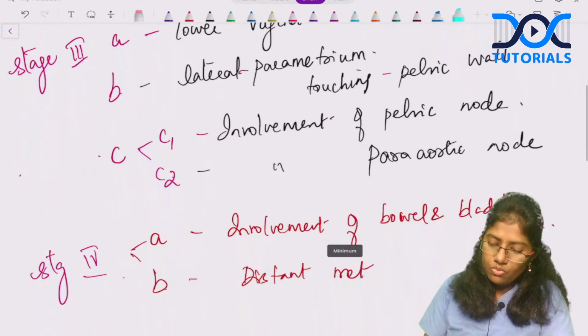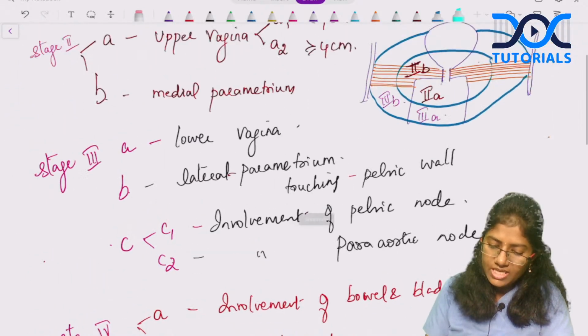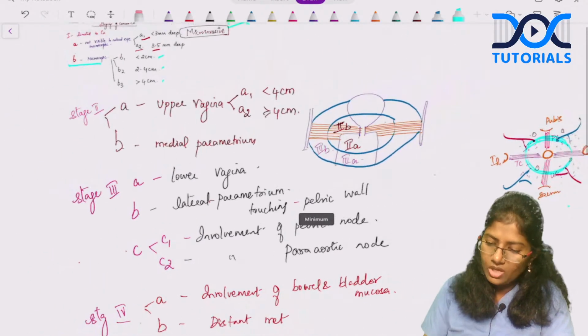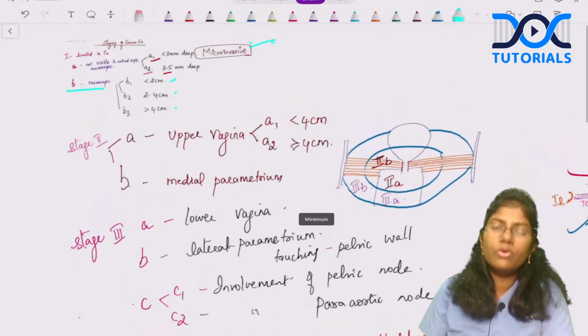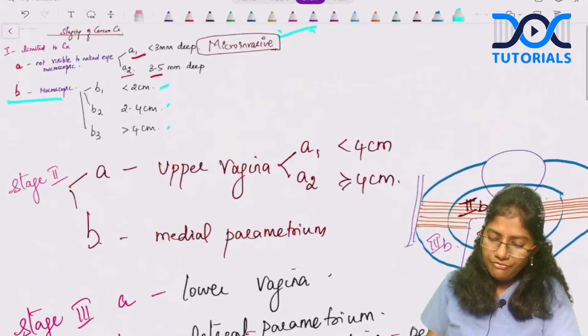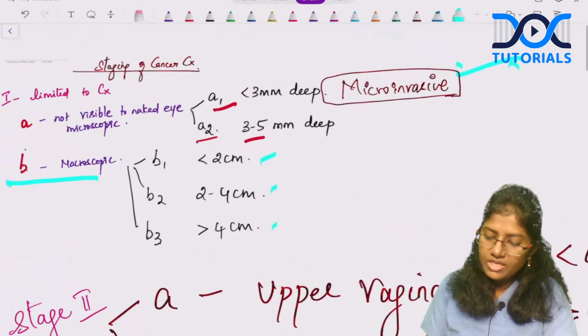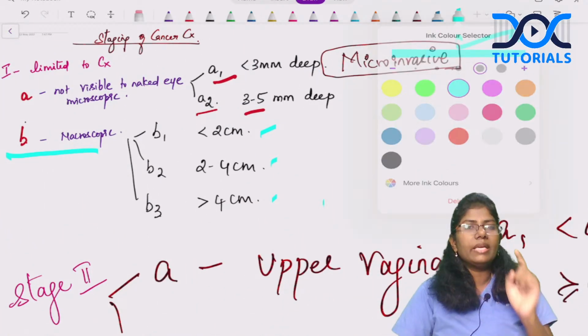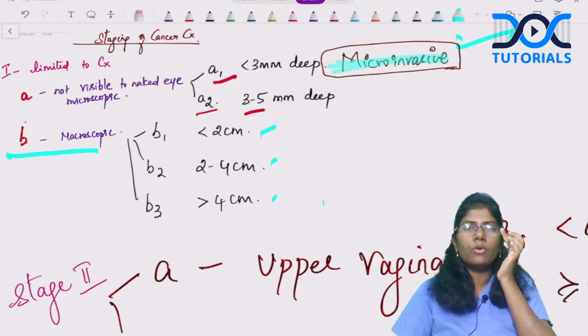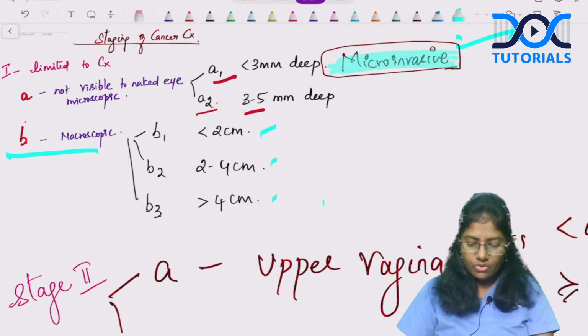Okay, now let me mark the important MCQ points only. Guys, listen. The first MCQ area is this: what is microinvasive? 1A1 is microinvasive.